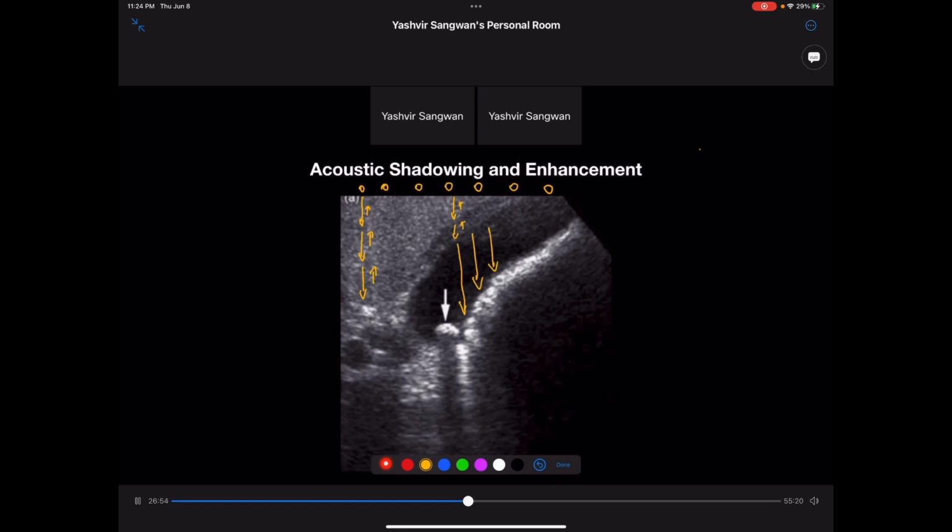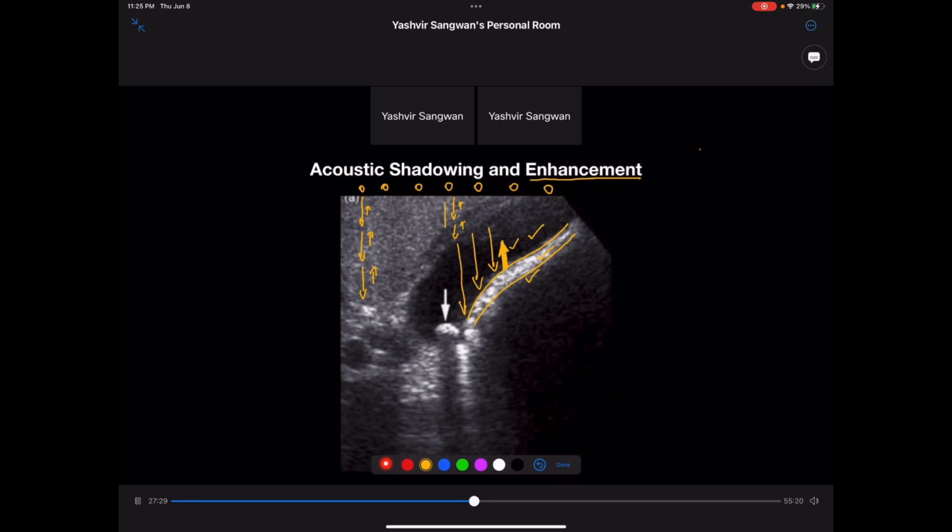When it reaches the other end, the density difference between this fluid and the tissue behind it is so much that a lot of reflection happens just because of the difference in the density of the two tissues, and therefore there is nothing wrong with the posterior gallbladder wall. This is called acoustic enhancement, an increase in reflection just because of the difference in the density of this fluid and the tissue behind it.